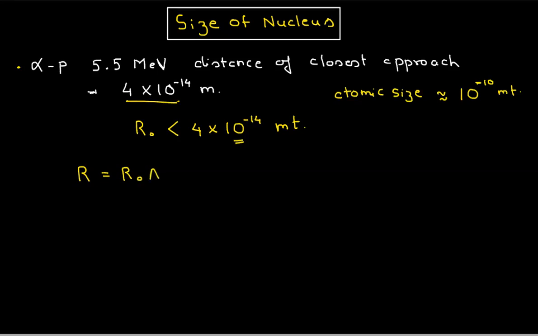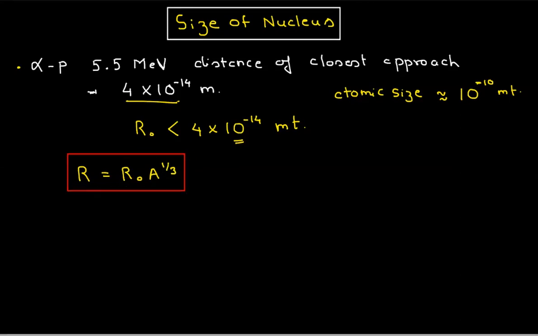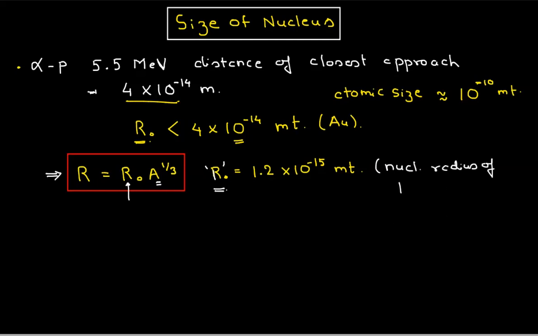R is equal to R naught A to the power 1/3. A is the mass number, where the value of R naught is 1.2 into 10 to the power minus 15 meters. Now, whose radius is this R naught, over here? Look at the formula. What is A? Hydrogen. When R is equal to R naught, A is 1. So this is the nucleus radius of the hydrogen atom. Okay, so this is how it is related.